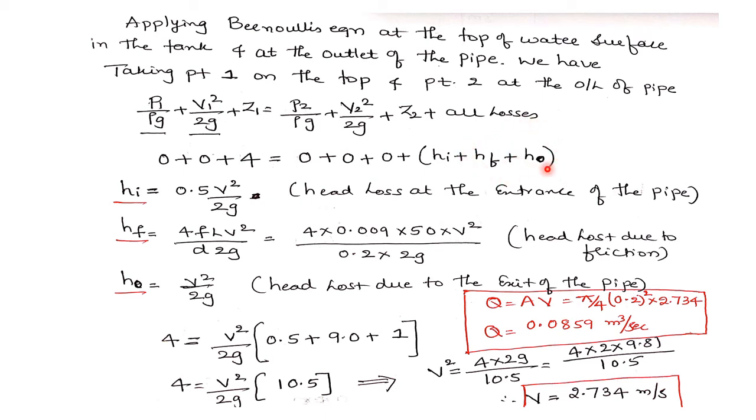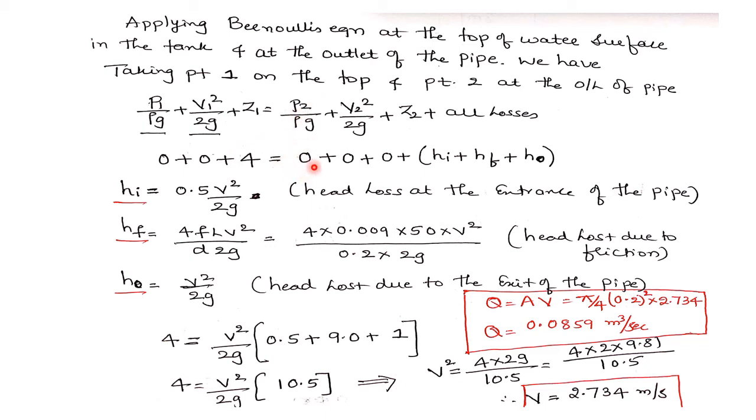And when the outlet of the pipe is open to the atmosphere, the liquid is freed in the form of a jet at the outlet of the pipe, and that is the loss of head at the outlet, that is the exit of the pipe. So here P1 upon rho g is 0, there is no pressure head and no velocity head at section 1, where Z1, the height of the liquid in the tank, is given as 4 meter.